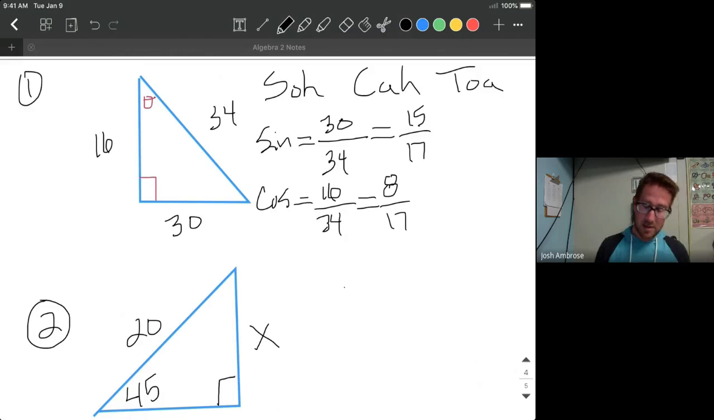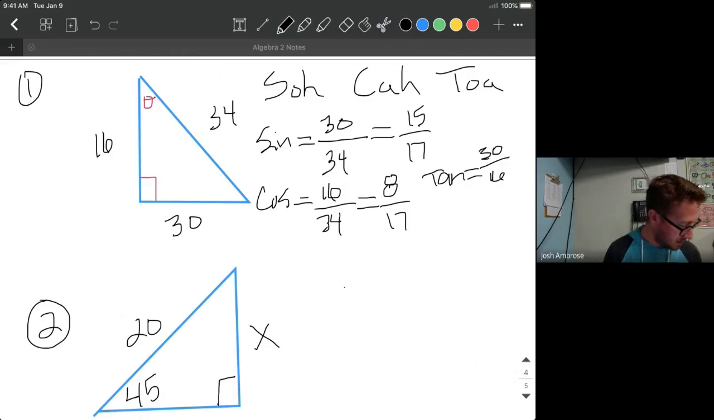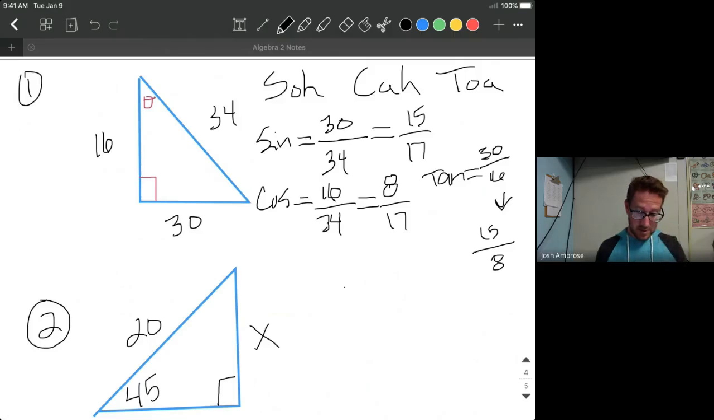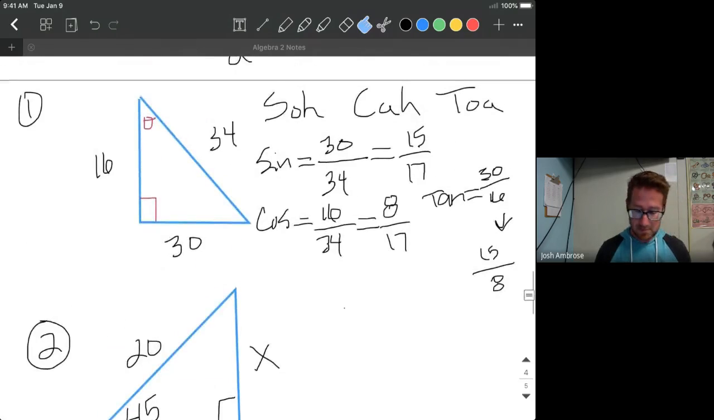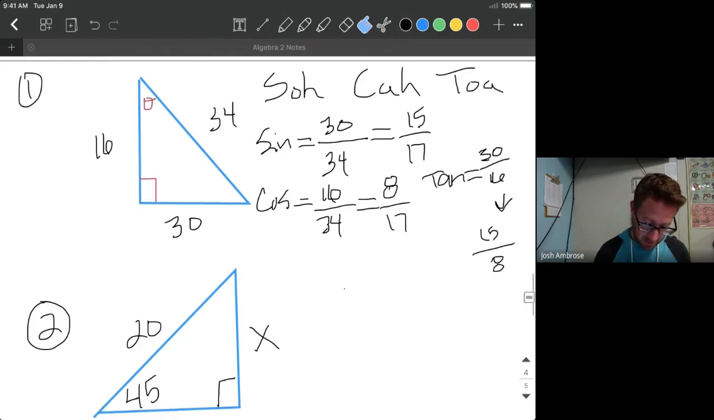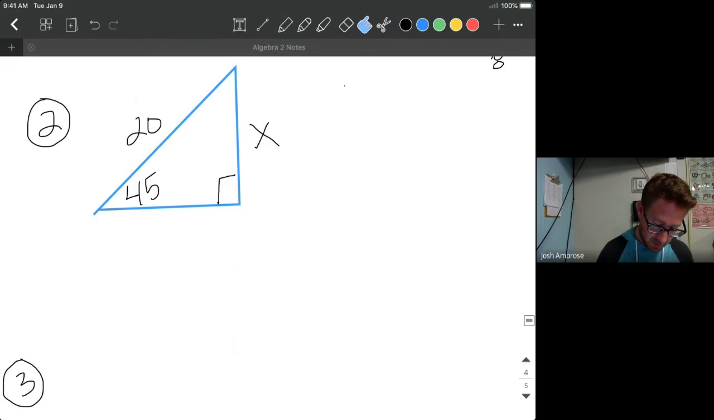Okay, last one here is the TOA. That's the tangent. And tangent is the opposite, which is 30, and the adjacent, which is 16. And 30 over 16, that's going to reduce to 15 over 8. All right, so there's example 1. Let's see, we can scroll. You can pause it, copy that down. Let's scroll. We're going to get into example 2 here.